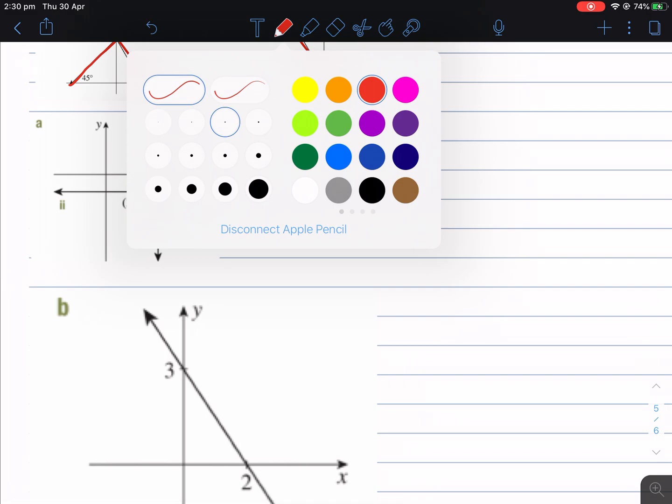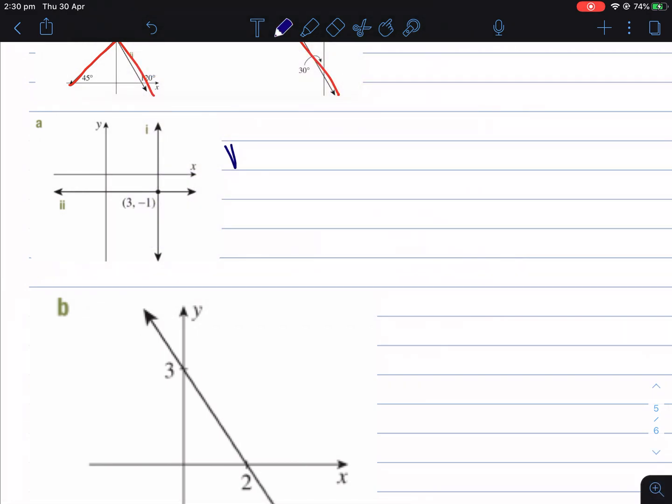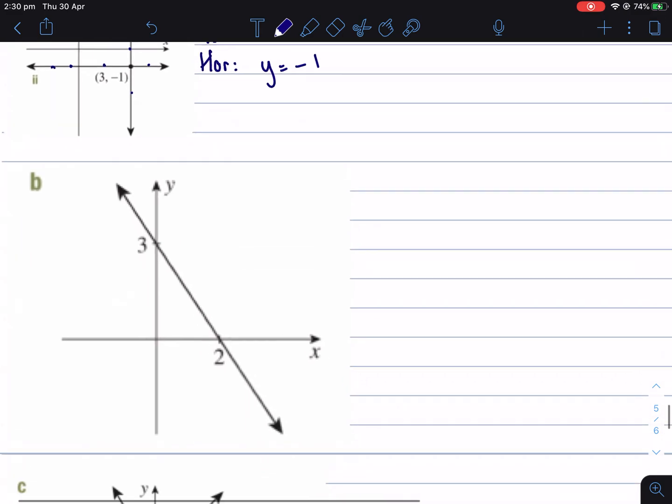Let's get started. So this one, the vertical line, what's the x-coordinate there? Well, it's 3 all the way along. The x-coordinate is 3, so x equals 3. The horizontal, y equals -1. Good. Y is -1 all the way along.